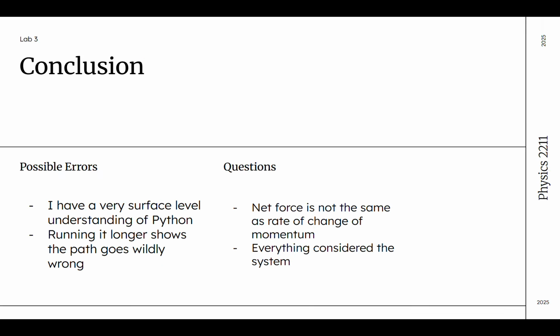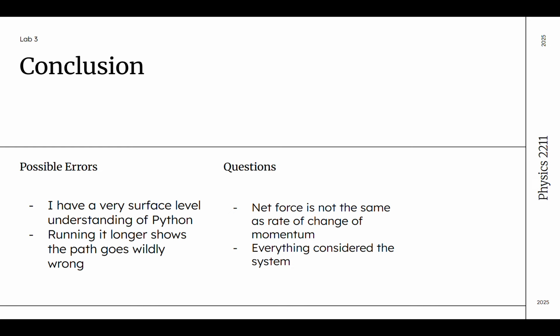So the conclusion is possible errors. I have a very surface level understanding of Python, it's not amazing. And as I said, running the simulation for the second part longer shows that the path goes really wonky. The question is, how is net force not the same as the rate of change of momentum? As you can see in the simulation, the arrows were not identical. They weren't doing the same thing the whole time.